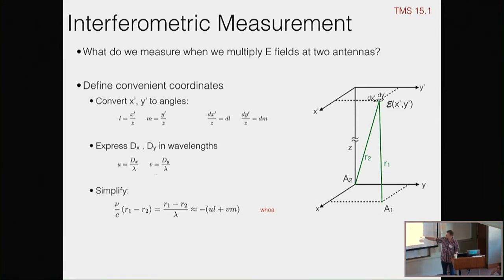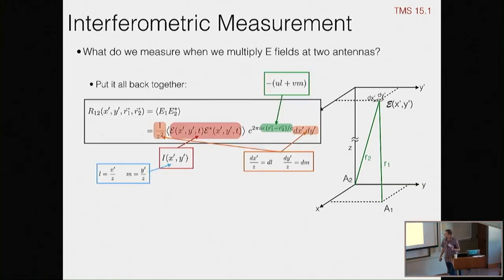And so this whole thing simplifies to this product of baseline lengths in wavelengths and sky angles in radians, which is cool. This is simpler than that. It's just 4 letters. Let's put all that back into the equation we have.